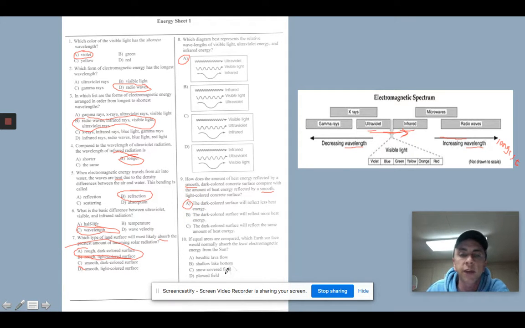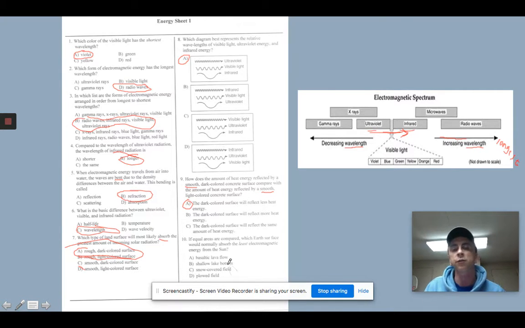And number 10, if equal areas are compared, which Earth's surface would normally absorb the least electromagnetic energy from the sun? I think I told you that the surface that would, what does it say, absorb the least.